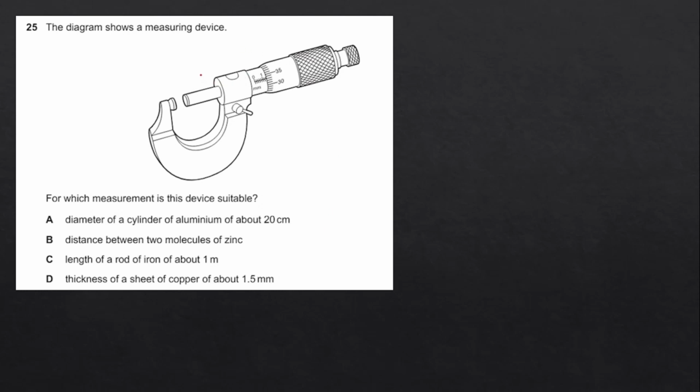Let's look at question 5. The diagram shows a measuring device. For which measurement is this device suitable? So the device which is shown to us is a micrometer screw gauge.